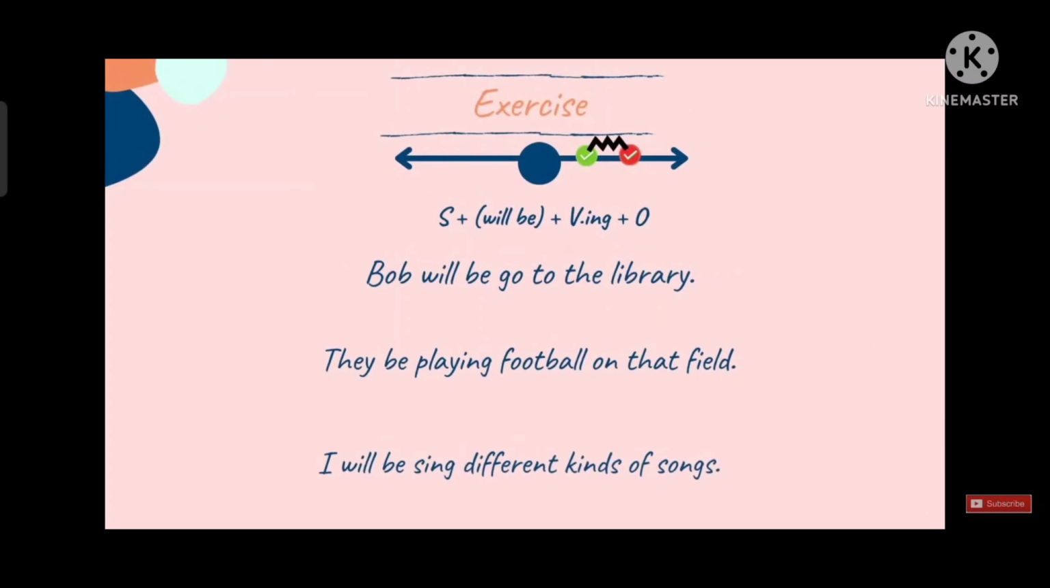Now, let me give you an exercise to validate your learning. Correct the following sentence with the structure of future continuous tense. Bob will be go to the library. They be playing football on that field. I will be sing different kinds of songs. Pause the video and write the answers in the comment. I will share the answers in a while.